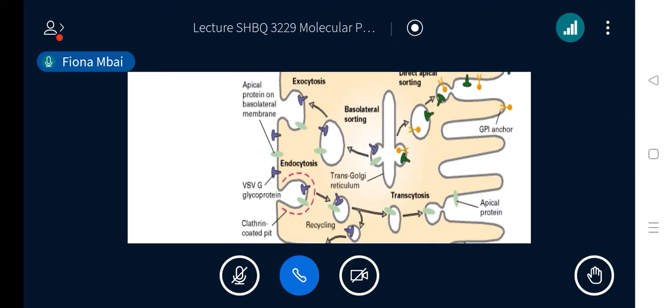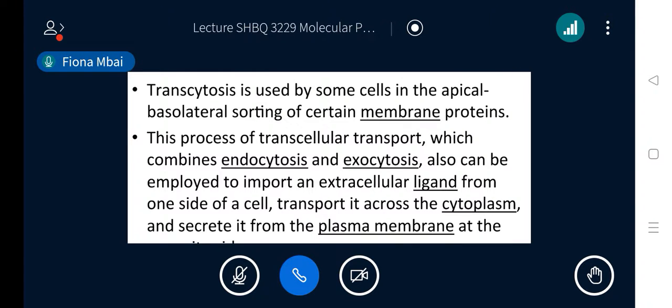So that concludes our bulk whatever. Any questions on this before we move on to secondary active transport? Any questions?